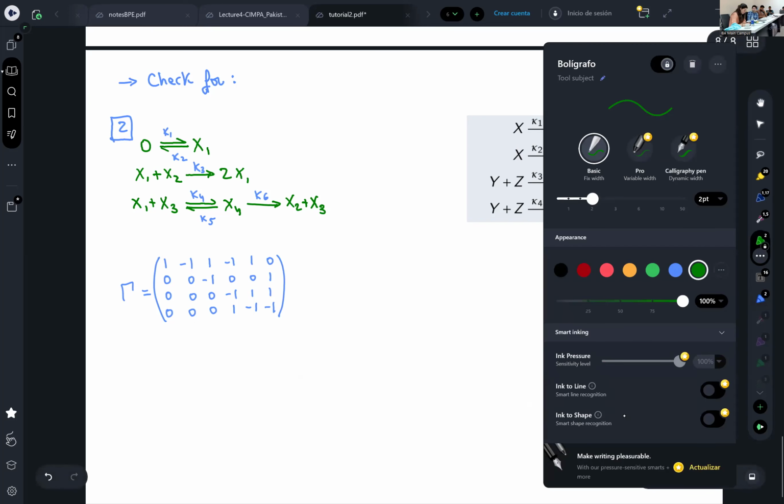Now, I want a reduced version of this. What is the rank of this matrix?